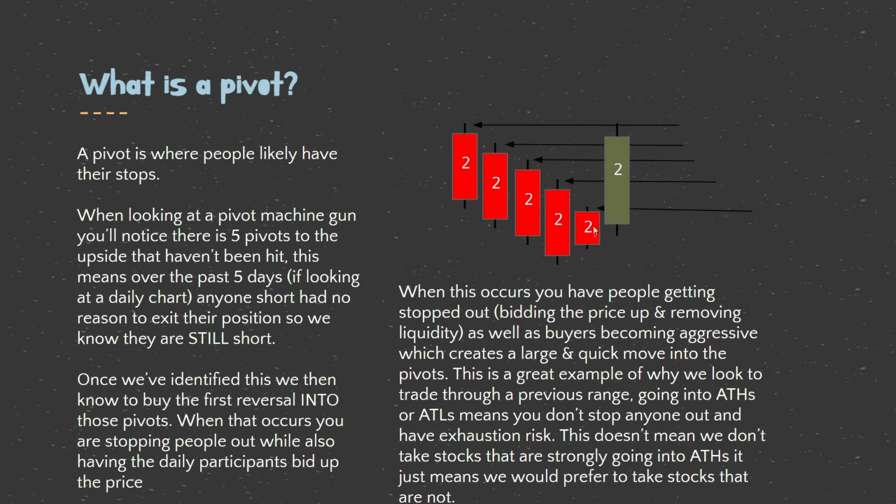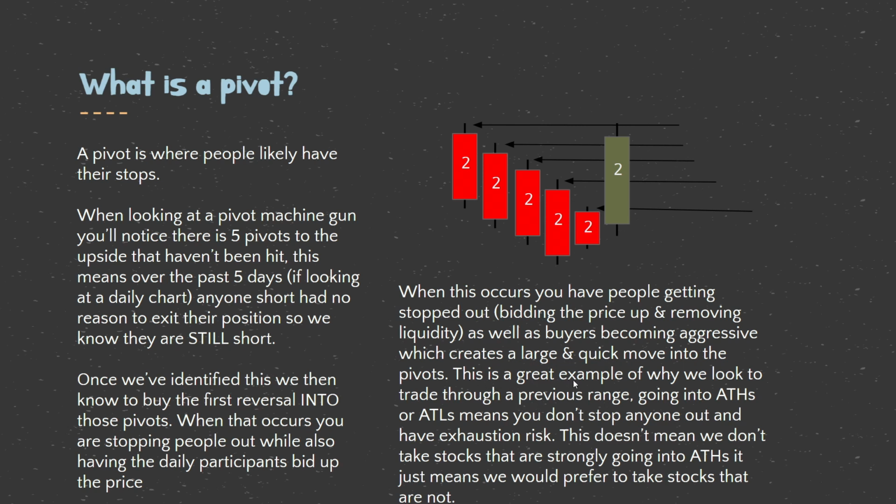Let's say this was last week's close, and then this was Monday. Now we know weekly and daily participants are buying. And when this occurs, you have people getting stopped out, bidding the price up, and removing liquidity, because if you have a stop, that's just going to be a limit order. So think of it as you have a limit buy here, here, here, and here. So it should go right away and just rip straight through. And you also have buyers becoming aggressive, which creates a large and quick move into those pivots.